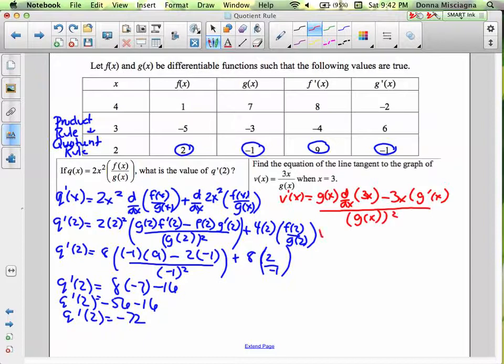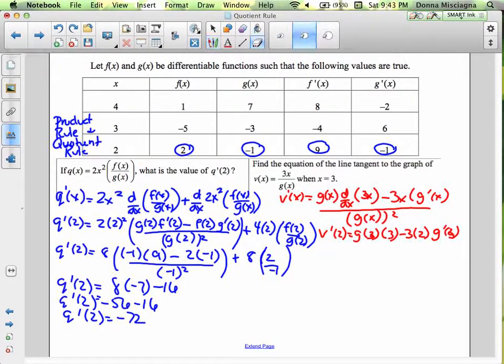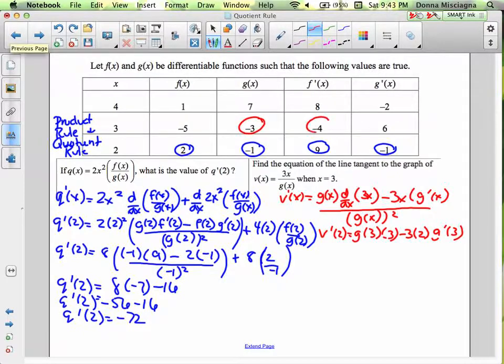Now we'll plug in the values. All right, so v prime of 3 is going to be g of 3. The derivative of 3x is just 3, so nothing to plug in there. Minus 3x, and then g prime of 3. Oops, excuse me, I wrote 2. Why did I put 2? Probably because the last problem was 2. So this should be a g of 3, and g prime of 3. I guess it's late.